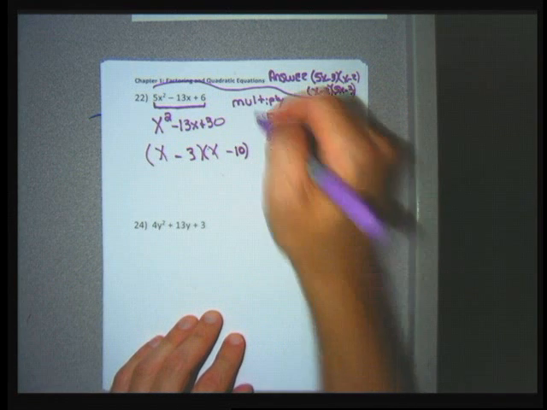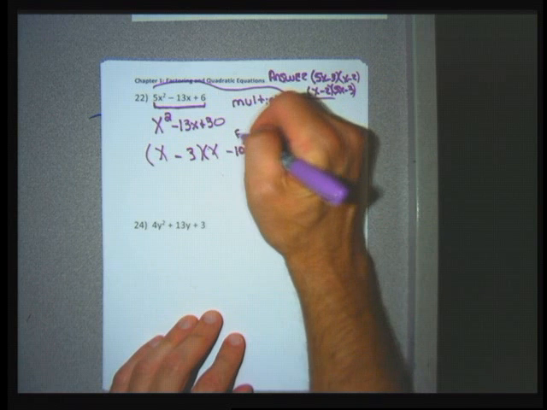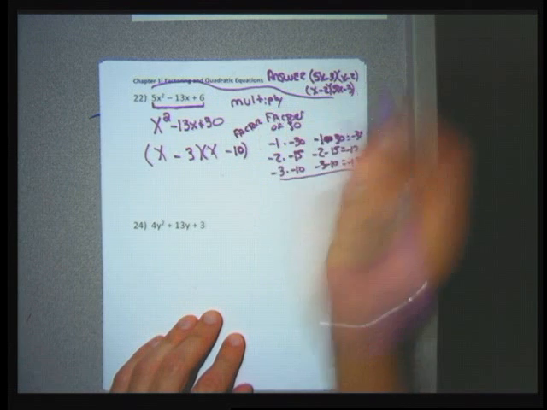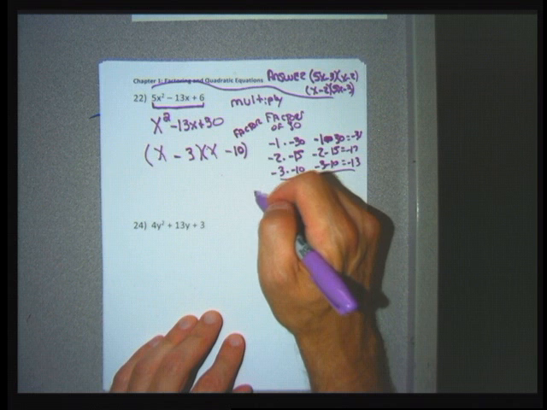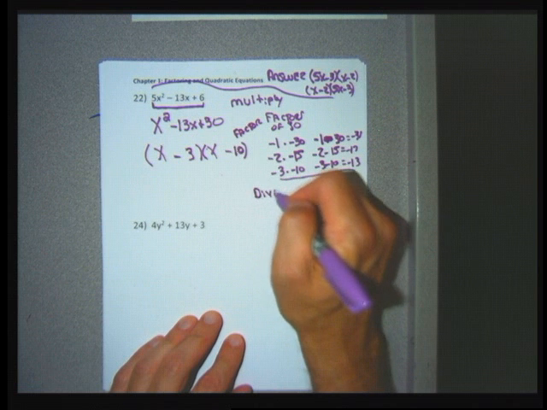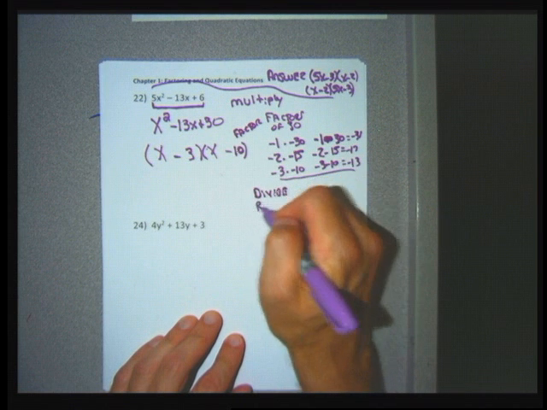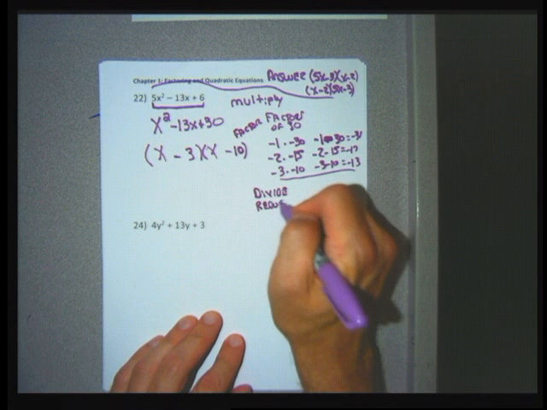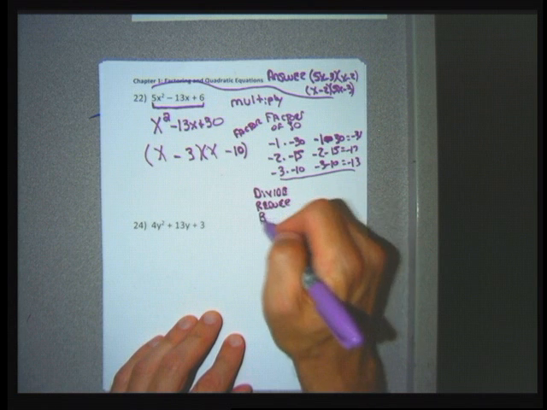So I multiplied first. The second step in bottoms up is factoring. And the third step is divide, reduce, and bottoms up.